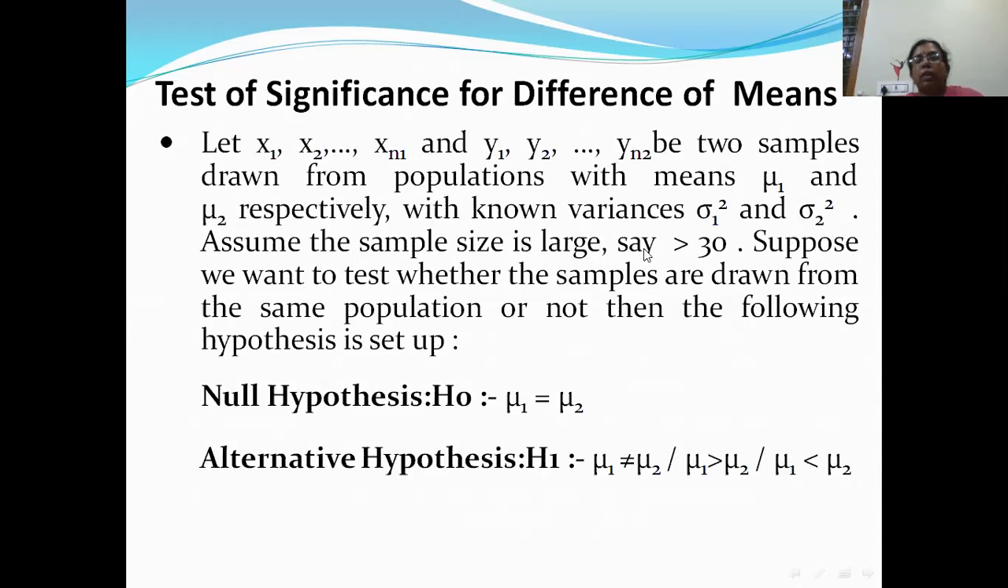Assume the sample size is large as usual, say greater than 30. Suppose we want to test whether the samples are drawn from the same population or not, then the following hypothesis is set up. So null hypothesis H0 will be: the samples have been drawn from the same population. That is, the population means will be equal, mu1 equal to mu2. Alternative: they are drawn from different populations. That is, mu1 not equal to mu2, mu1 greater than mu2, or mu1 less than mu2. It can be anything. Depending on the problem, we have to write the alternative hypothesis. H0 will always be equal to.